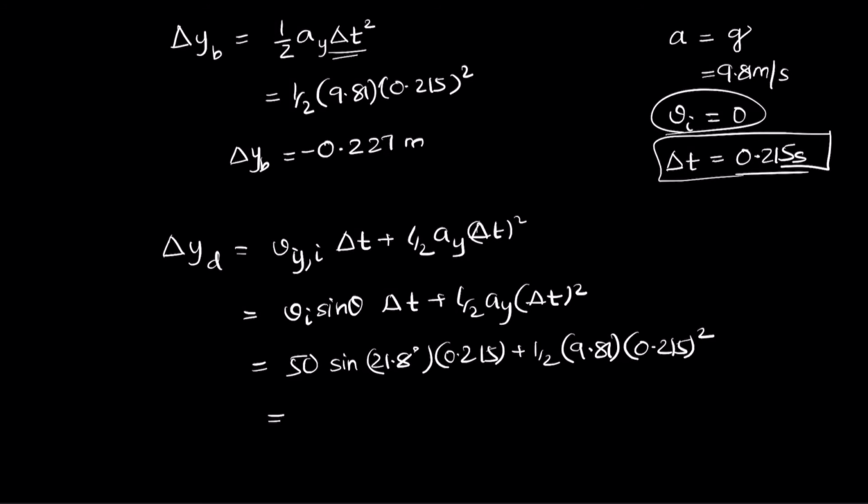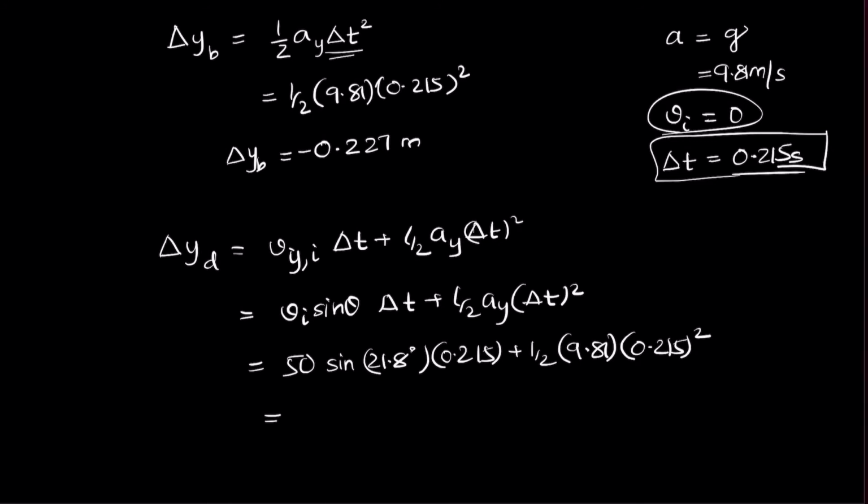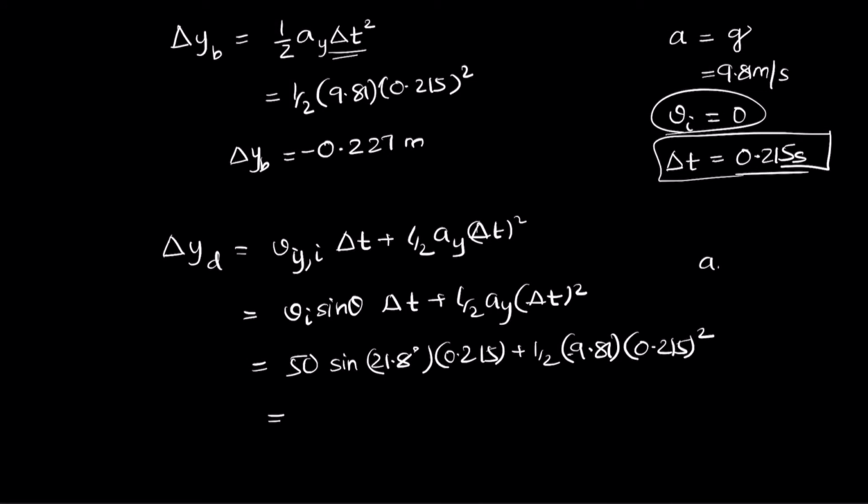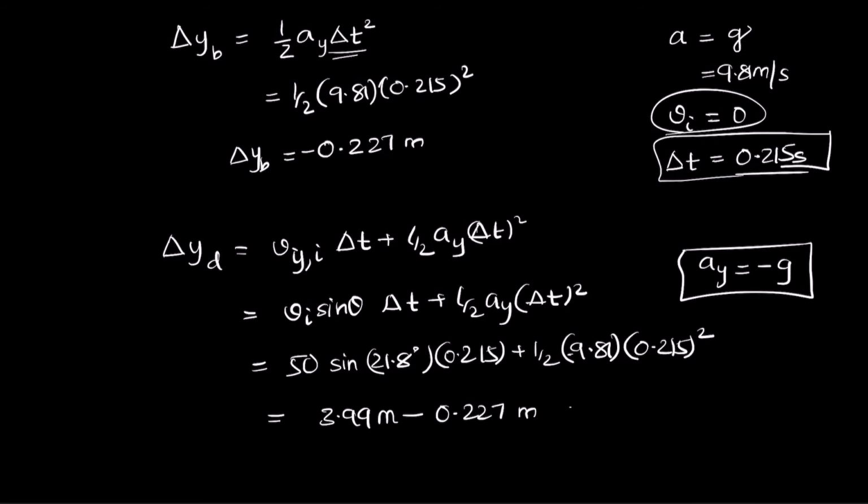So when you calculate the total value, notice that here the dart traveling is in the reverse direction, so ay here becomes negative g. So from that we have 3.99 meters minus 0.227 meters. So that value becomes 3.76 meters. Now this is the dart.